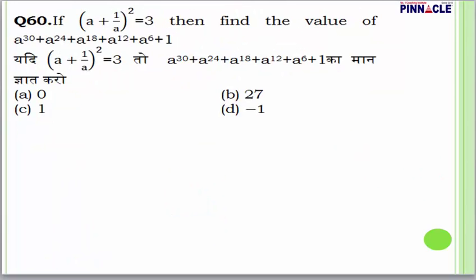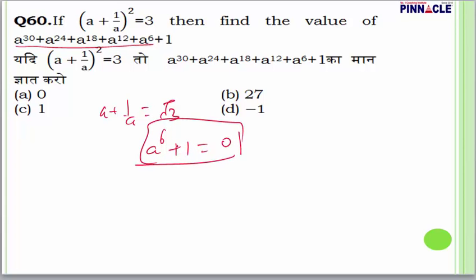Next question, question number 60. A plus 1 by A square is equal to 3. Then we have to find the value of this expression. Always think: when A plus 1 by A is equal to root 3, then it should be equal to A square, A to the power 6 plus 1 is equal to 0.